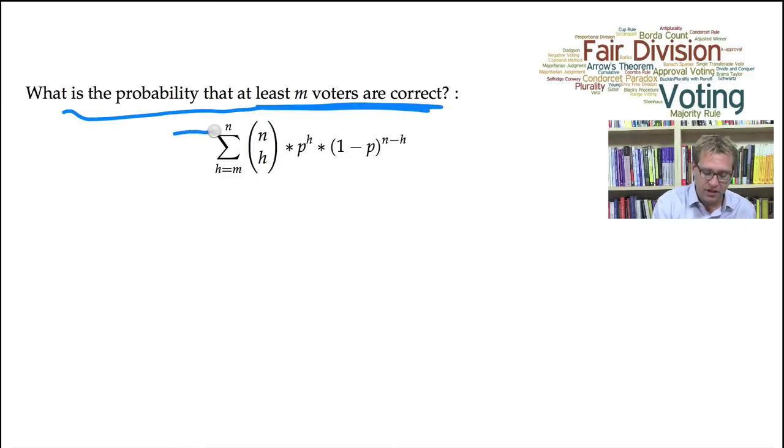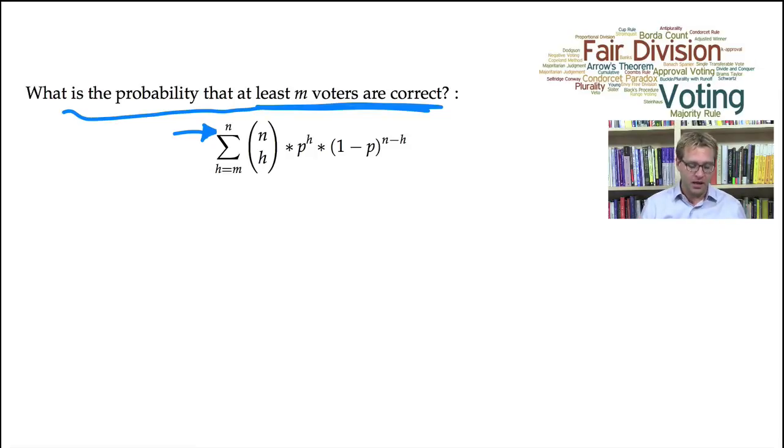So we have a population of n voters, and we want to know what exactly is the probability that at least m of them are correct. Well, the way we calculate that probability is we consider the situation when exactly m voters are correct, plus the probability of the situation in which exactly m plus 1 of the voters are correct, plus the probability of the situation in which exactly m plus 2 are correct, plus all the way up to the situation in which everybody is correct.